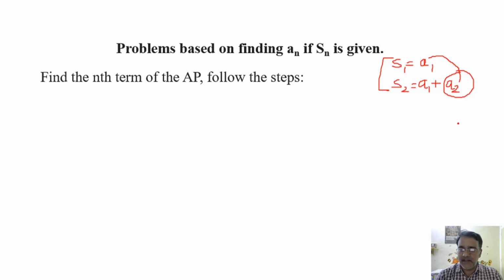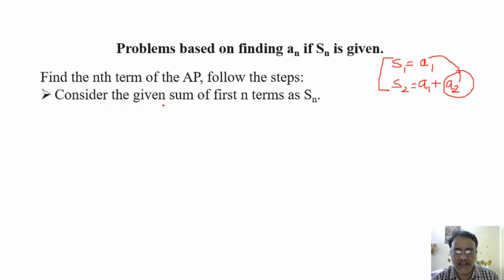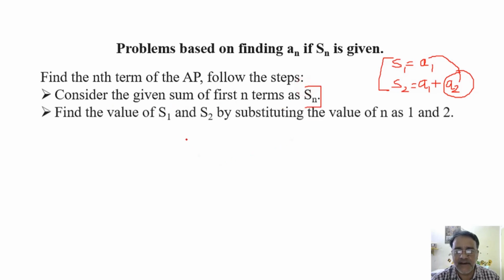अगर A और D मिल गया, that means we can find any term. Okay, so find the nth term of the AP. Follow the steps. First, consider the given sum of first n terms, that is Sn. Now we'll find the value of S1 and S2 simply by substituting the value of n as 1 for S1 and n as 2 for S2.